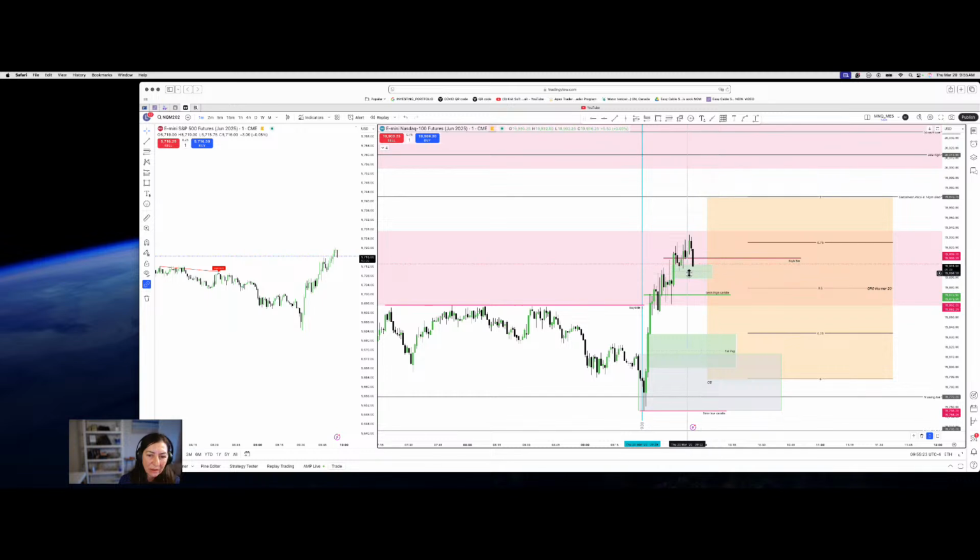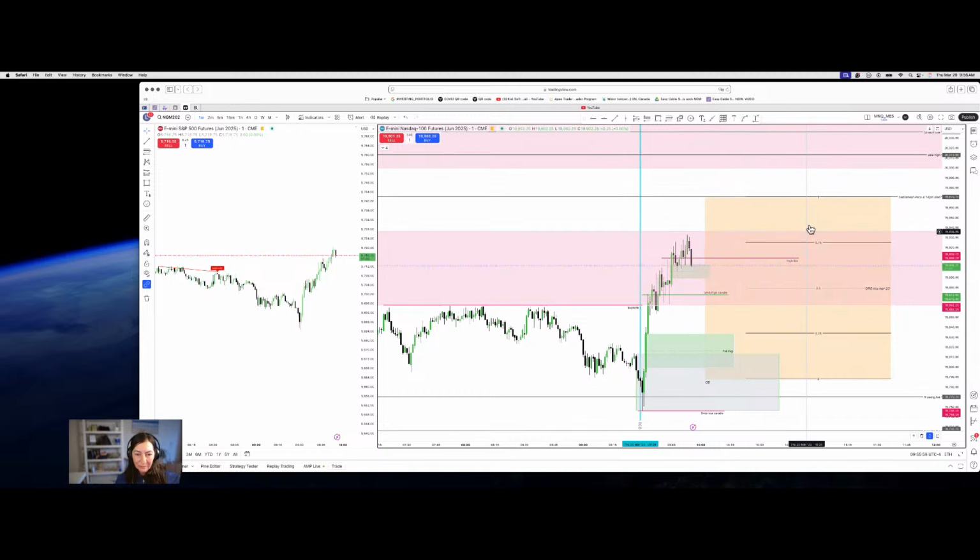Price is back into this BISI. Bit of a rejection from there. Again, we have no fair value gaps in here. It's very biddy price action. Unattractive price action, suspicious price action. Let's see if price wants to come down at least to the 50%.